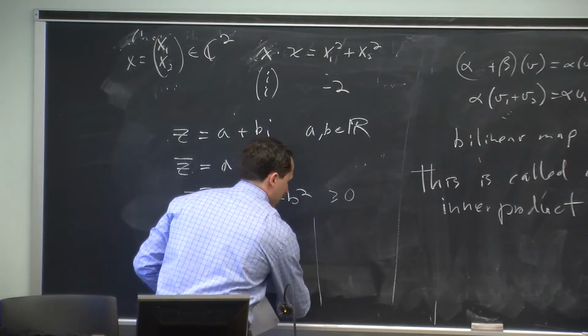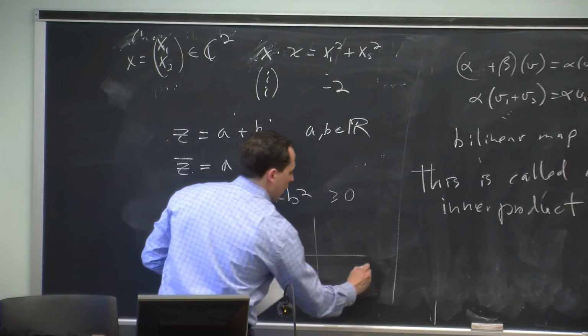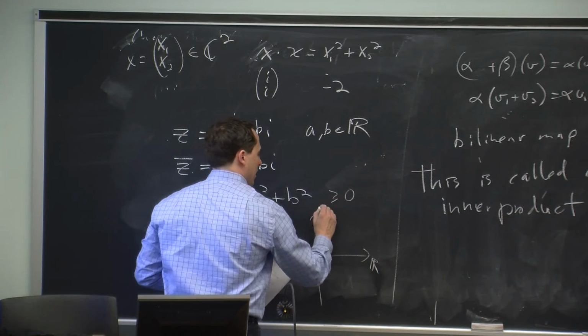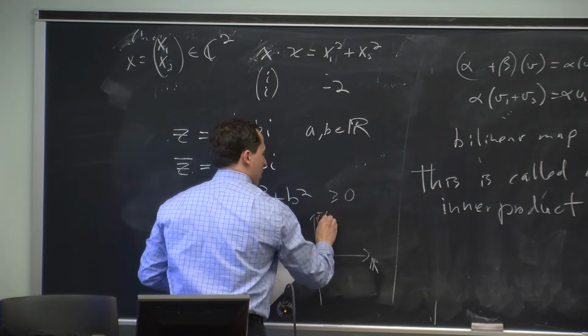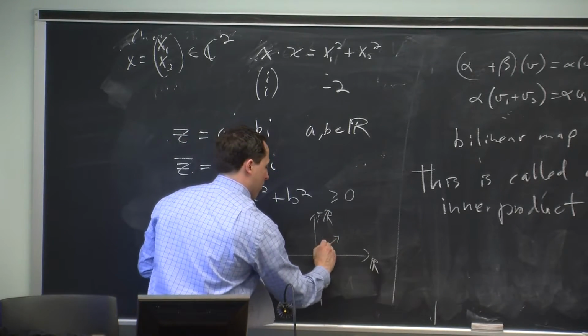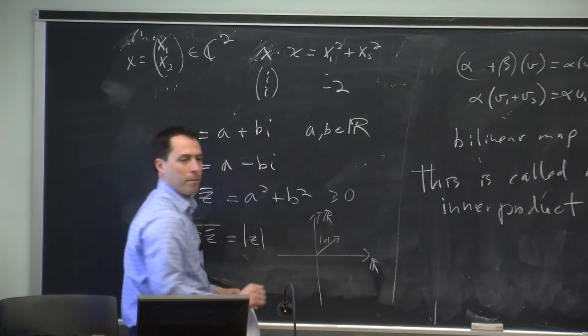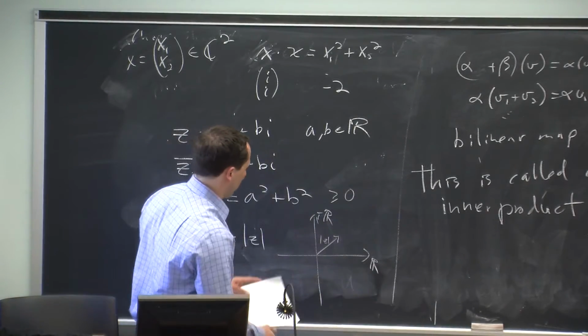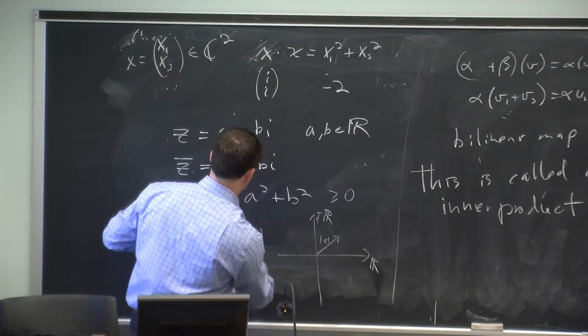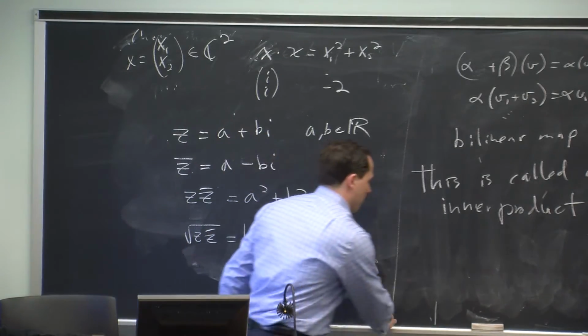If you think about the complex numbers as a complex plane with a real axis and an imaginary axis, this number here is just the length of the complex number as a vector. It's a linear combination of a real number and i times that, and the length of the vector is this number here.